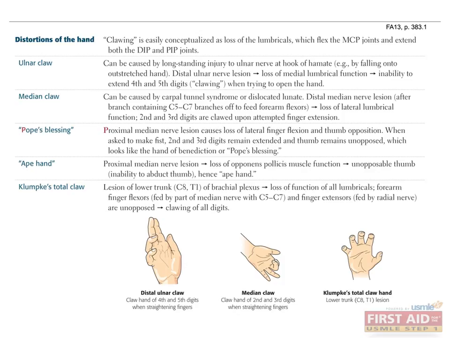The final distortion of the hand is the Klumpke's total claw, which we discussed in the context of lower trunk injuries, as well as thoracic outlet syndrome. Here there's a lesion of the lower trunk, wherein patients lose function of their lumbricals. If you imagine lumbricals being responsible for MCP flexion and the DIP-PIP extension, then loss of these means the muscles that do the opposite action are all unopposed. Therefore, the presentation for these patients is a hand with MCP extended and DIP-PIP flexed, or a total claw hand.